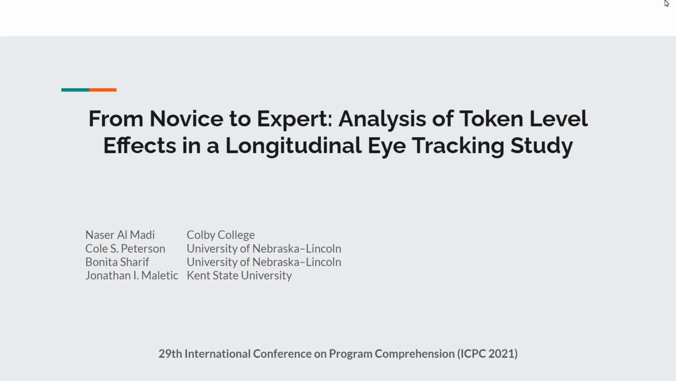My name is Nasser Almadi and today I'm presenting a paper titled "From Novice to Expert, Analysis of Token Level Effects in a Longitudinal Eye Tracking Study." This paper is co-authored by Cole Peterson, Farida Sharif, and Jonathan Miletic.